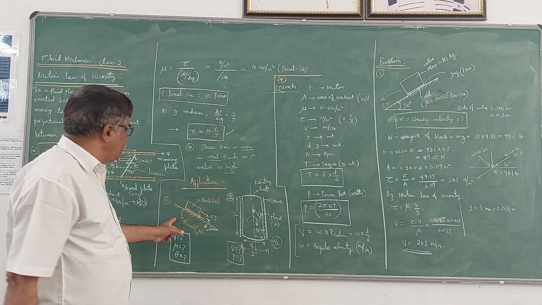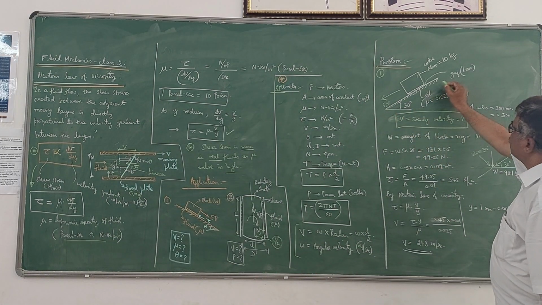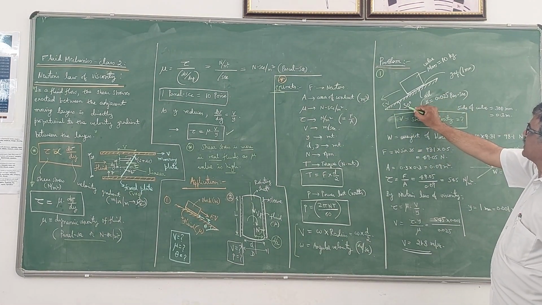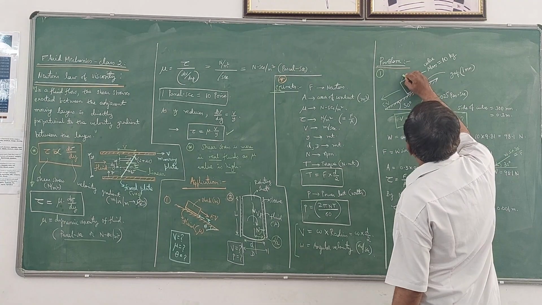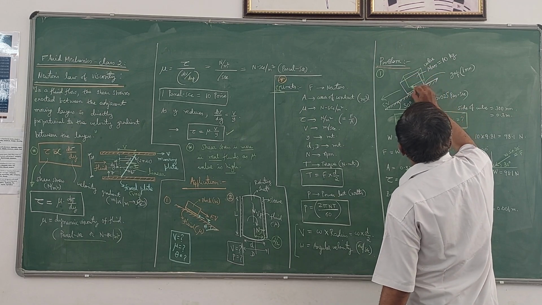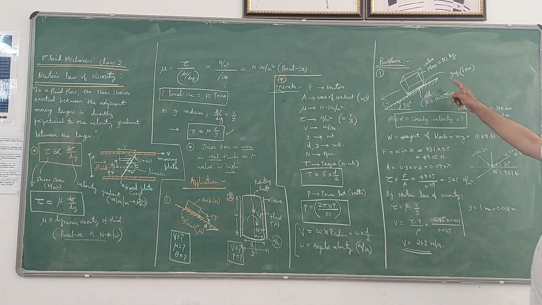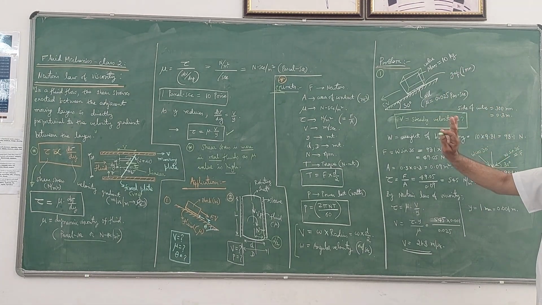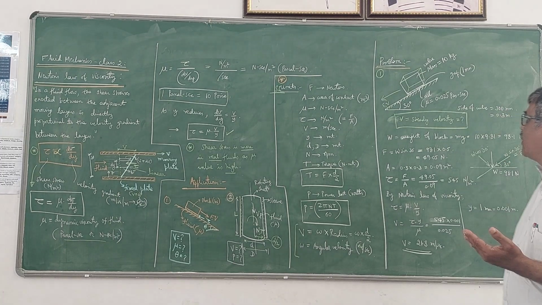First type of problem: you can see here there is an inclined plane. This plane is making an angle of 30 degrees with the horizontal. There is a cube placed on this plane, whose mass is given. The mass of the cube is 10 kg. He has not given the weight, so we know that mass times acceleration due to gravity gives the value of weight.